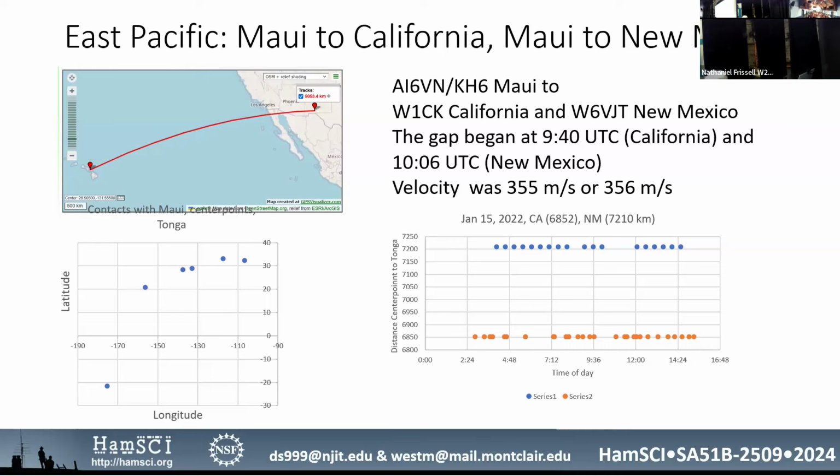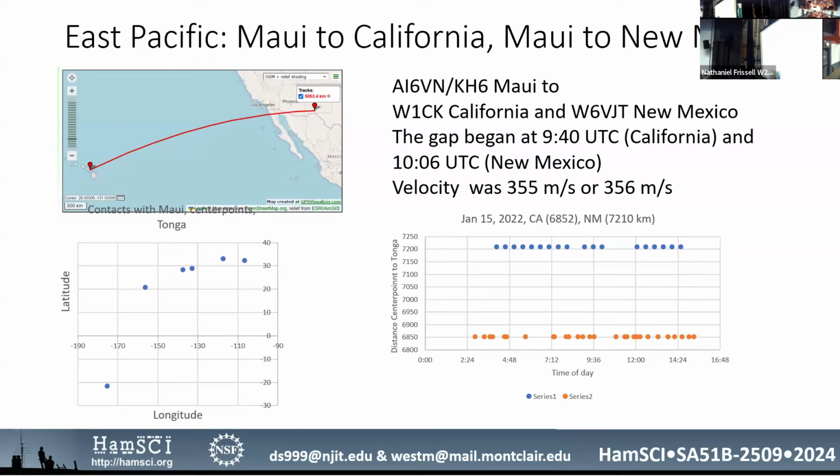So here's a map. This is California and New Mexico. There's Maui. These are the mid parts of their Great Circle routes. Here's Tonga. Tonga makes a blast. Blast goes up here, eventually crosses the midpoints. All right. Did anything happen when it crossed the midpoints? Oh, yes, it did. I'll show you that in a minute.